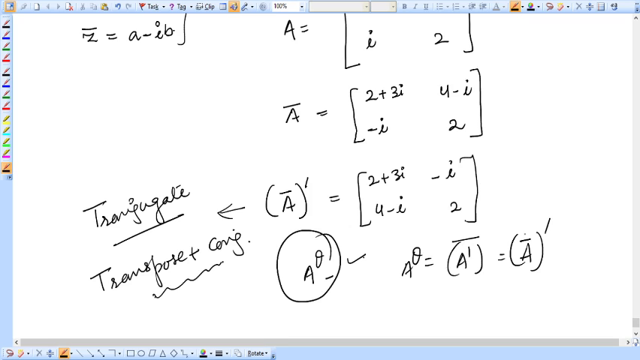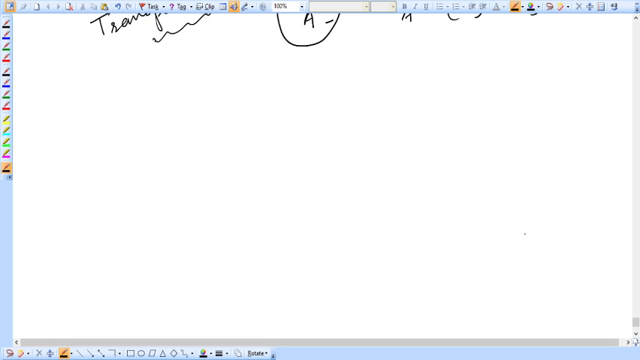Now based on this we classify matrices into two types, right? Hermitian matrix and Skew Hermitian matrix. Let me write it here. Like symmetric matrix and skew symmetric matrix.